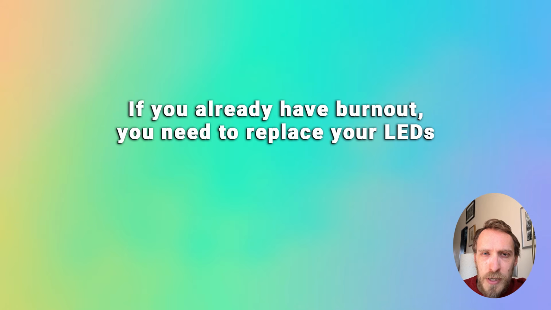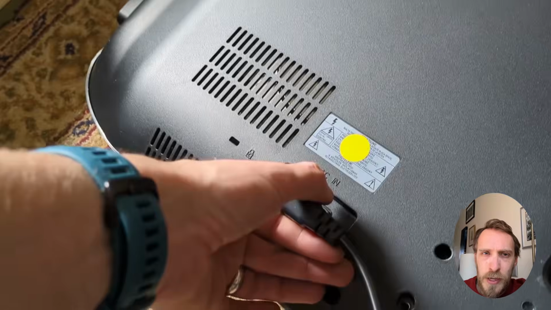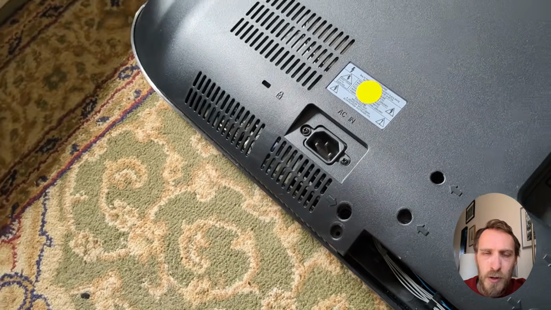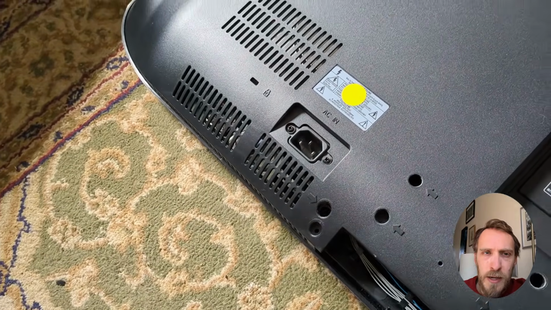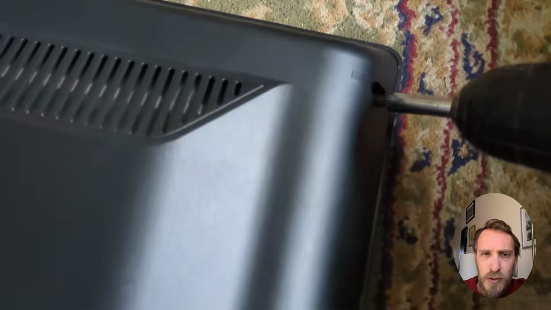It's actually pretty easy to do, although the LEDs are located in the most difficult to access part of your TV. So to fix the failed backlight, you'll need to drain the power from your TV. So unplug your TV, hold down the power button, wait for a few minutes to let any power drain, and then open your TV by unscrewing the screws in the back panel.